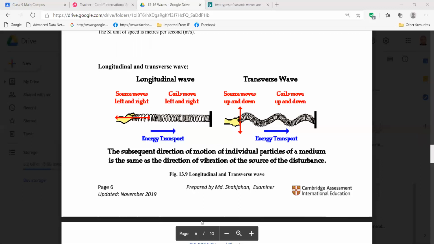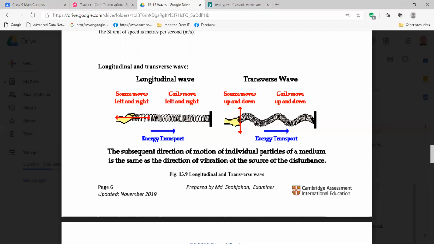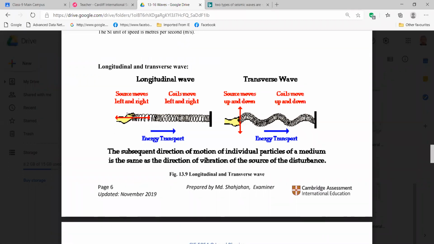Kazi, Faiza, did you understand my explanation? Yes, sir. If you understood, then now what you will do, you will draw like this. You will only write longitudinal wave and draw this diagram. You do not need to draw the hand, just draw the arrows.